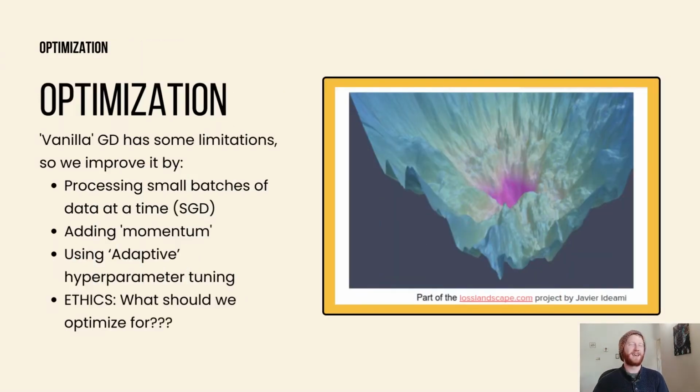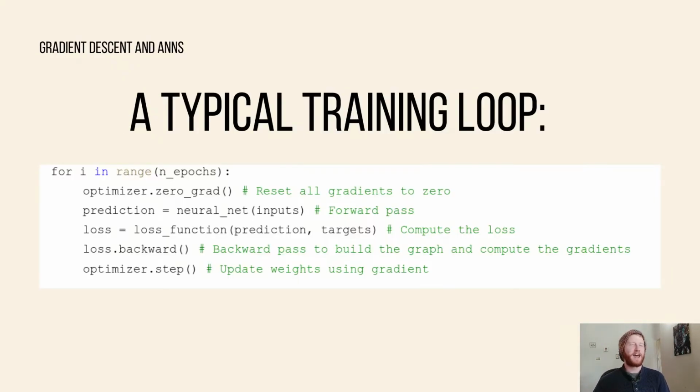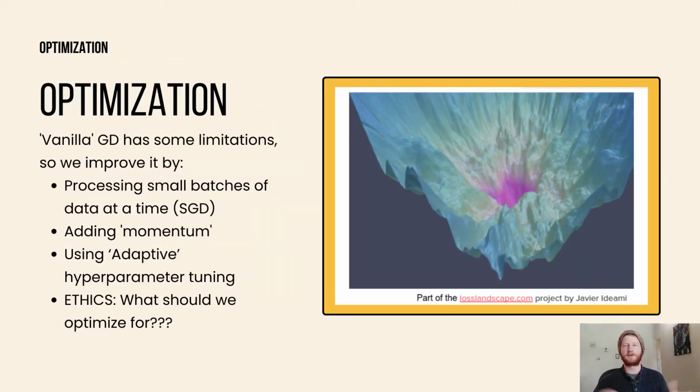This optimization operation is pretty useful, but it turns out that vanilla gradient descent has its limits, right? It's talking about using all of the data at once, and sometimes it can get stuck in so-called local minima. So we have various improvements that have been made, and these are all covered on, I think, day 5, where first of all, we can process the data in small batches, small randomized batches.